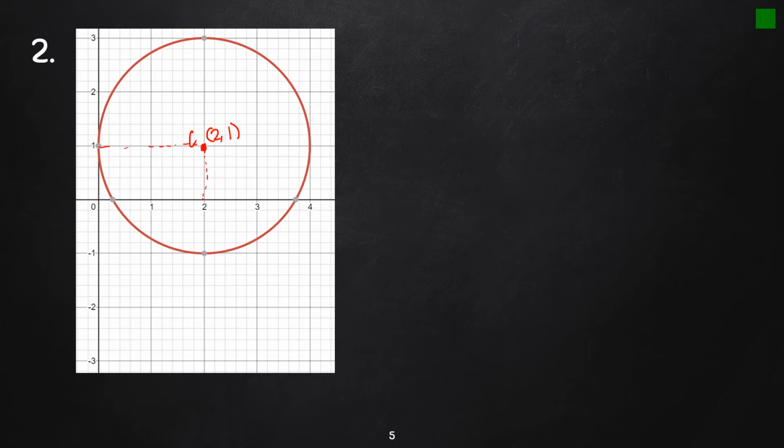Now, if the center is at 2, 1, we now know that h is equal to 2 and that k is equal to 1. Now let's try to determine the length of our radius. From the center, we count to the side touching the circle so that it will not be too hard for us to determine the radius.